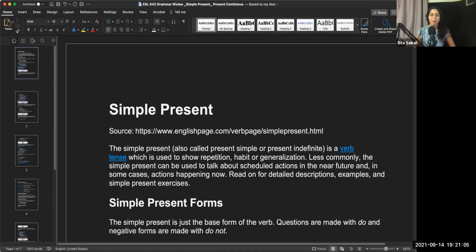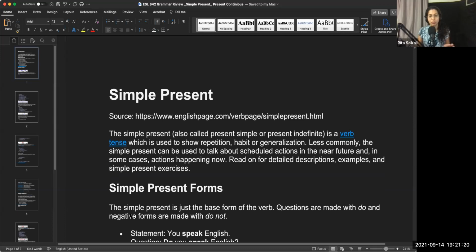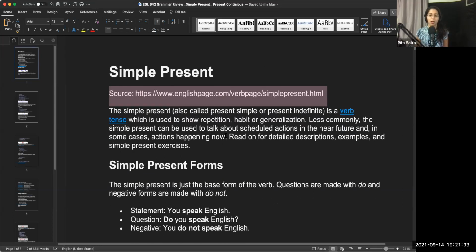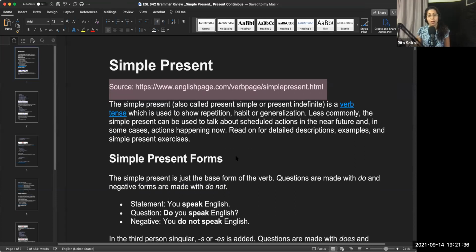All right. So everybody, today we're going to be talking about simple present for this one. And in the next segment, we are going to be talking about present continuous. This particular source comes from englishpage.com. I'll upload the document to this one, if you're just watching the video, and then I'll copy and paste the information on there with the resources as well.